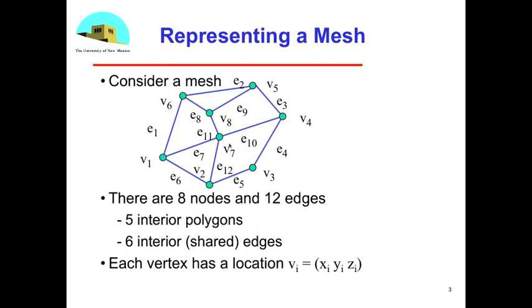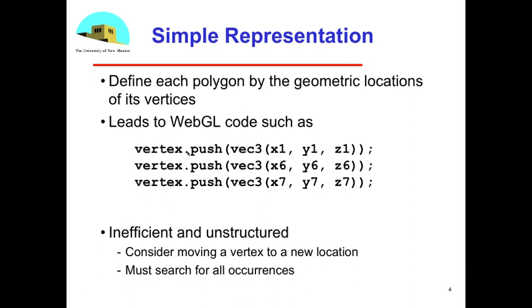Now, if I use this idea of pushing everything into a single array, then if I move that vertex, and what number was that vertex? It was vertex 7. If I move vertex 7, that says I'm going to have to search that entire array for all the occurrences of x7, y7, z7, and change all of them.